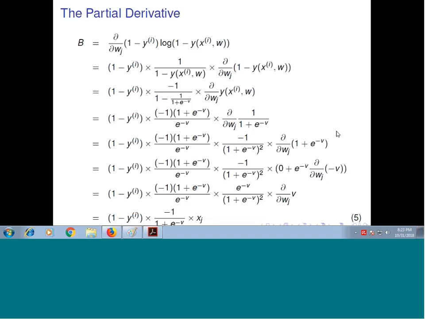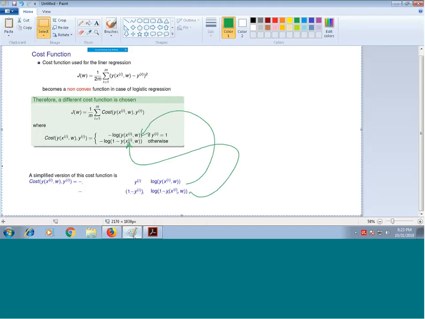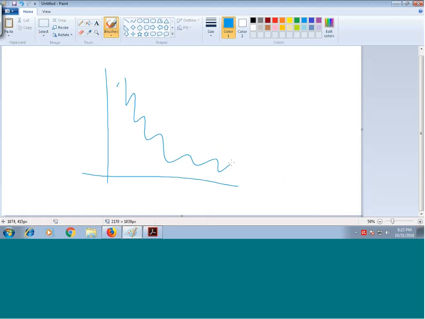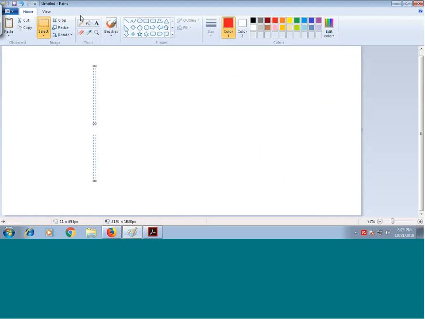Okay, somebody is asking, sir, what is the harm in using a non-convex function? So actually, look, what does non-convexity mean? I just want to give you one function that is non-convex. Okay, let's assume this is the non-convex function. Let me write. Let me once again give you the right way. Okay.